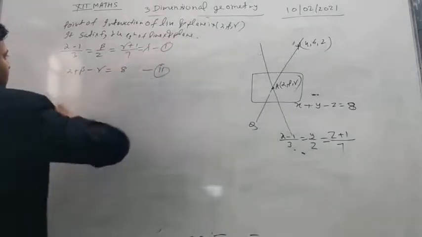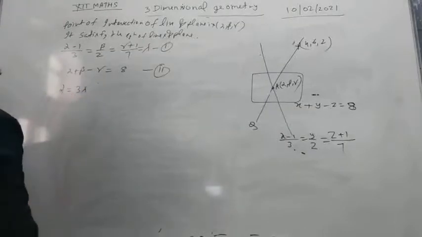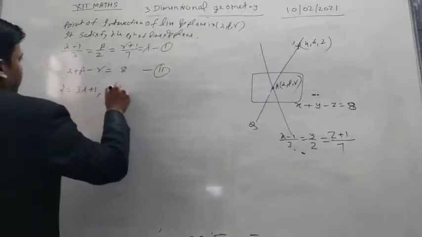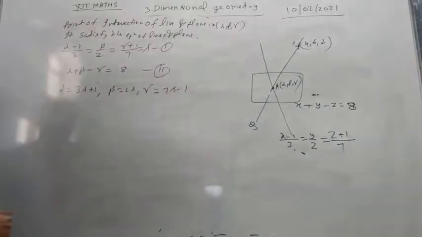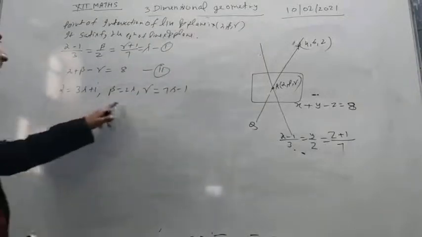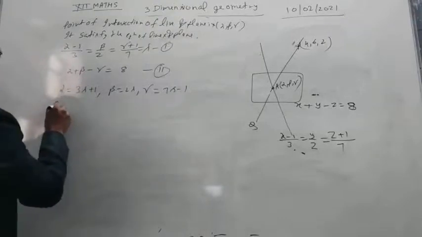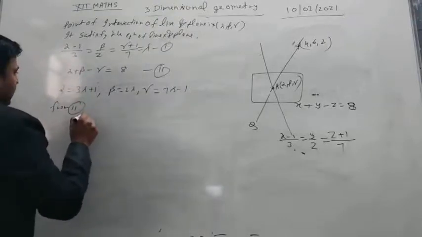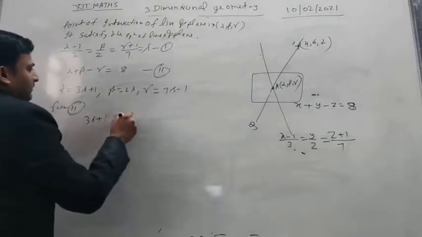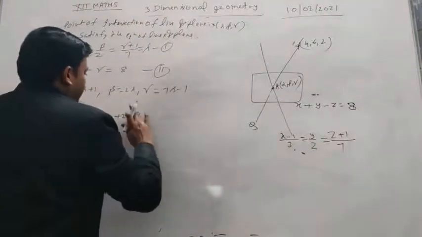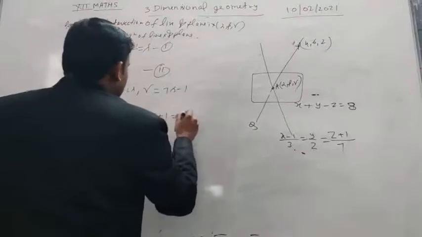Now we take this as lambda. So alpha is 3 lambda plus 1, beta is 2 lambda, and gamma is 7 lambda minus 1. Okay, students, so alpha, beta, gamma is this, and you know this satisfies this equation also. So from equation 2, we write (3 lambda plus 1) plus 2 lambda minus (7 lambda minus 1), which is equal to 8.